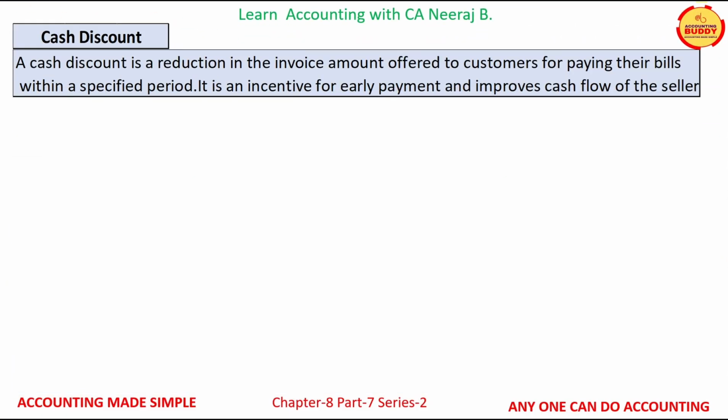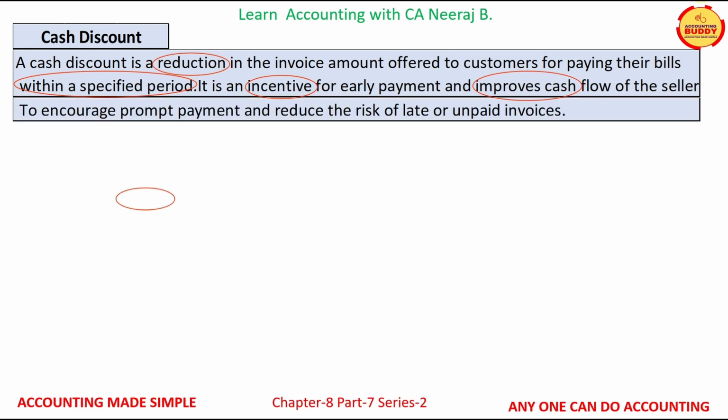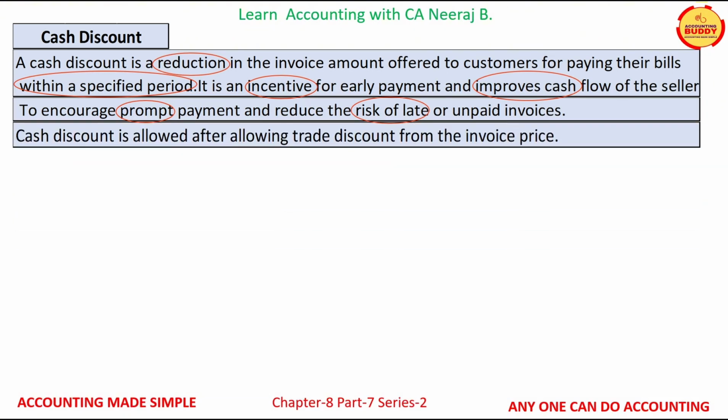Let us now learn about cash discount. A cash discount is a reduction in the invoice amount offered to customers for paying their bills within a specified period. It is an incentive for early payment and it also improves cash flow of the seller. Cash discount is often allowed to encourage prompt payment and reduce the risk of late or unpaid invoices. Cash discount is allowed after allowing trade discount from the customer invoice.